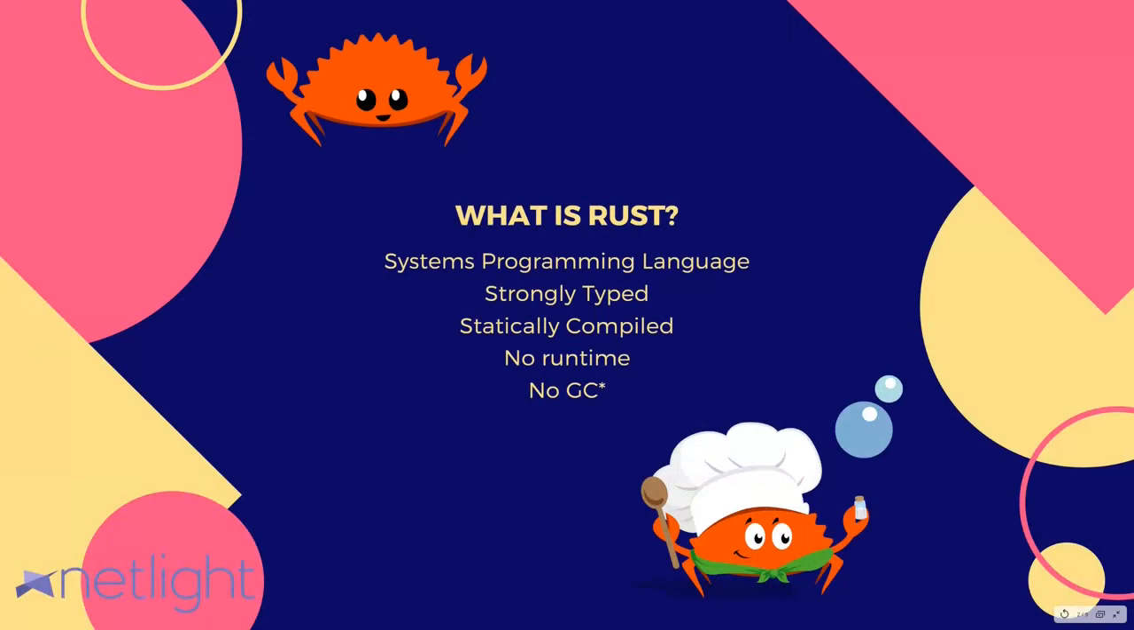So first, a bit about Rust. What is Rust? Rust is a systems programming language. It's strongly typed and statically compiled. It has no runtime, or a very, very small one at least, and no garbage collection, though you can get garbage collection by using libraries.